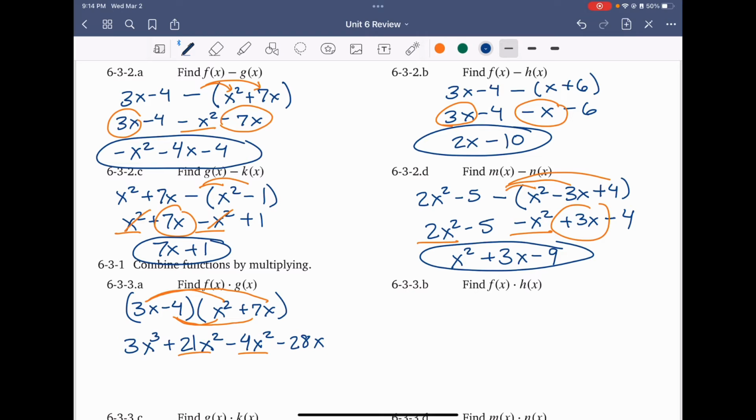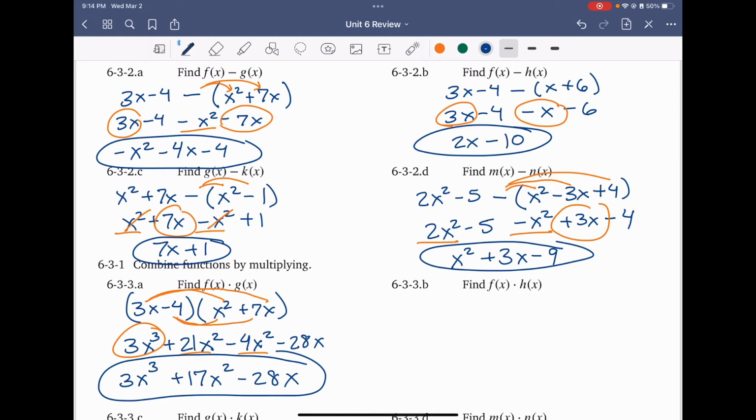So our highest power is x cubed, so we'll write that one first. So 3x cubed. So that is this term right here. And then we have some x squared terms. We have 2 of them. We have 21x squared, subtract 4x squared. So altogether that ends up being plus 17x squared. And then last thing we have is the minus 28x. So those are all of our terms and we're done.